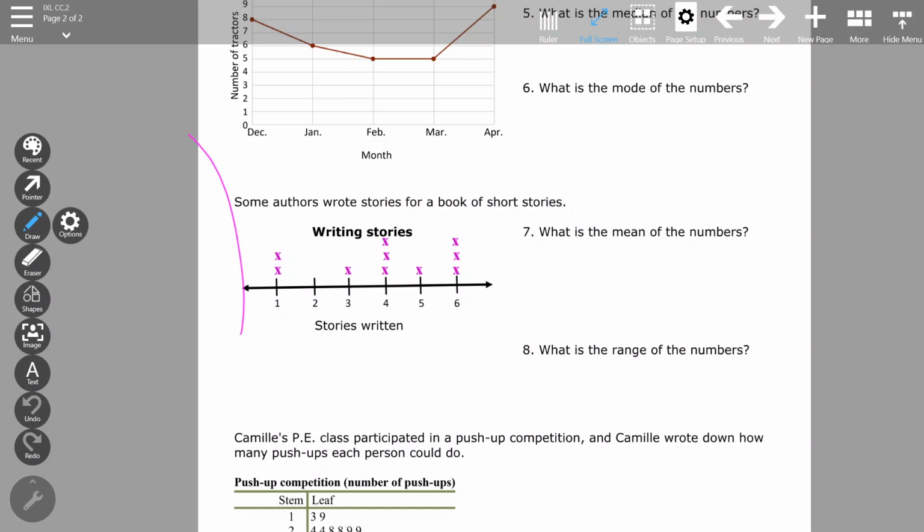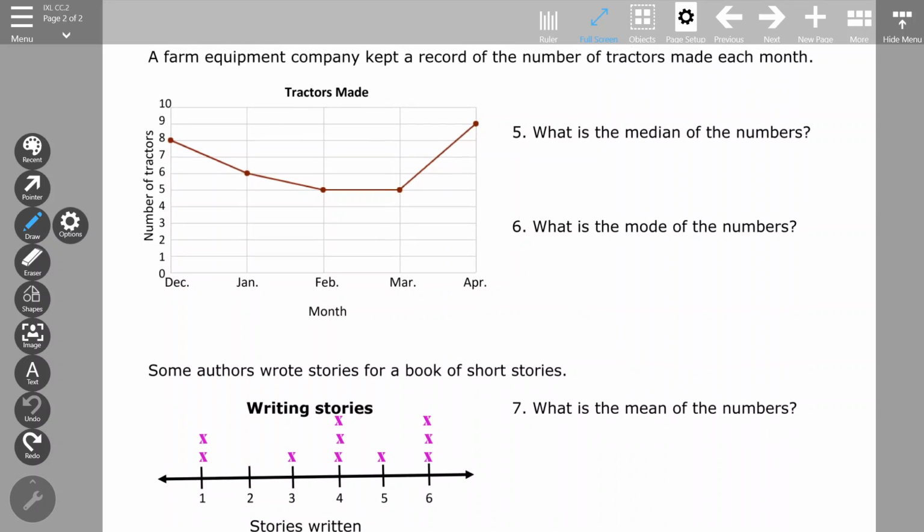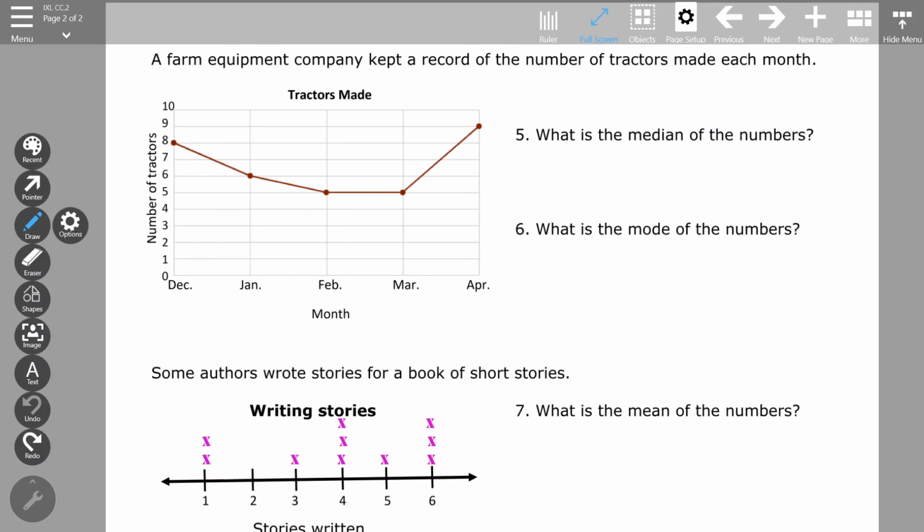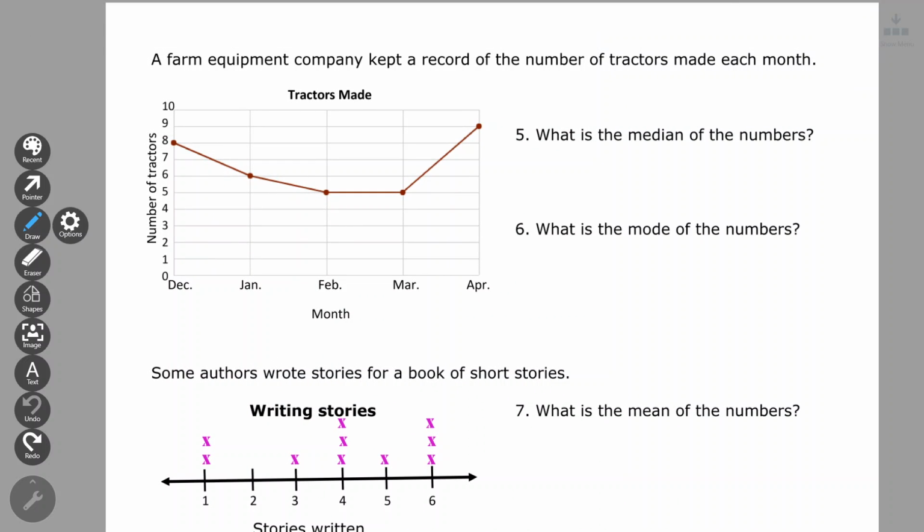We're going to go to Number 5. A farm equipment company kept a record of the number of tractors made each month. All right, so let's look at it. The number of tractors is along the vertical axis. And along the bottom on the horizontal axis, we have the months, December through April. The whole title of the graph is tractors made.